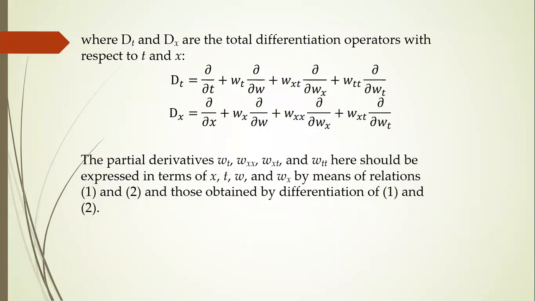D_t = d/dt + w_t d/dw + w_xt d/dw_x + w_tt d/dw_t. D_x = d/dx + w_x d/dw + w_xx d/dw_x + w_xt d/dw_t. The partial derivatives w_t, w_xx, w_xt and w_tt here should be expressed in terms of x, t, w, w_x by means of relations equation 1 and equation 2 and those obtained by differentiation of equation 1 and equation 2.